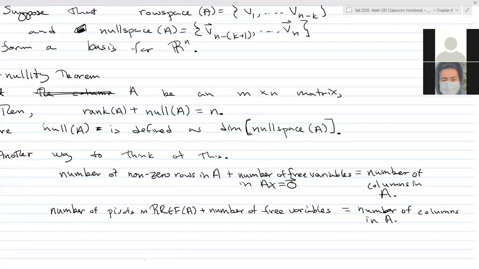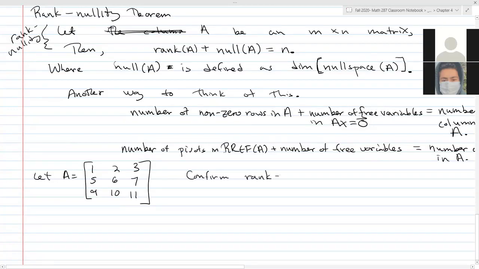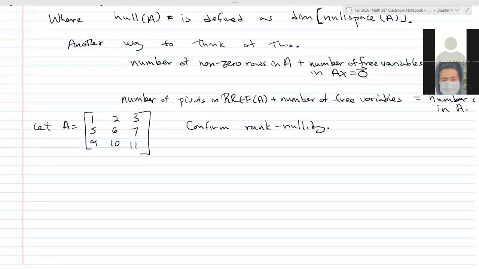So let me give you an example of how we might actually use something like this. All right, we'll let A equal the matrix with rows 1 5 9 and 2 6 10. What we're going to do now is confirm rank-nullity. And what that means is you're going to find the null space of A, and the row space of A, or find the rank of A and then the dimension of the null space of A, and combine the two, and it should equal 3, because that's the number of columns in A.